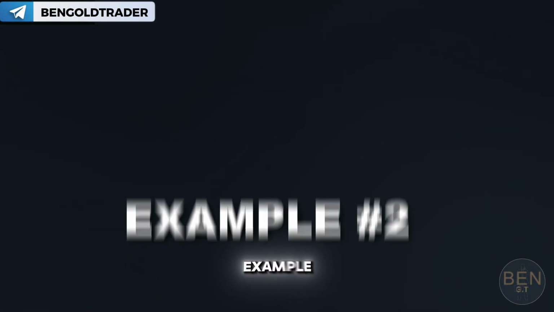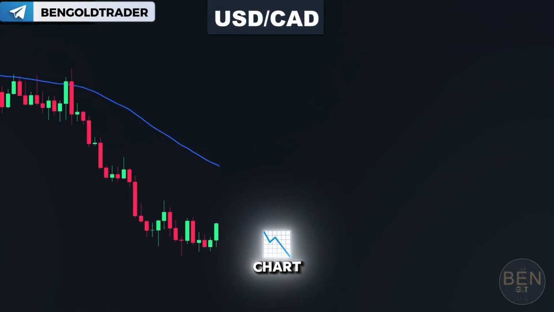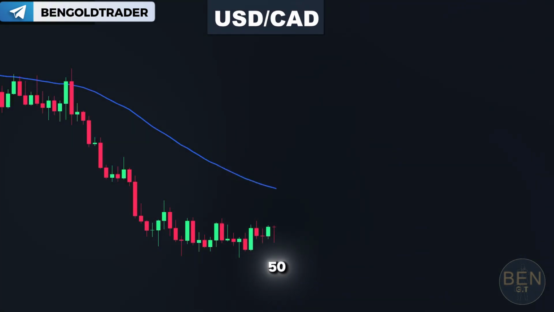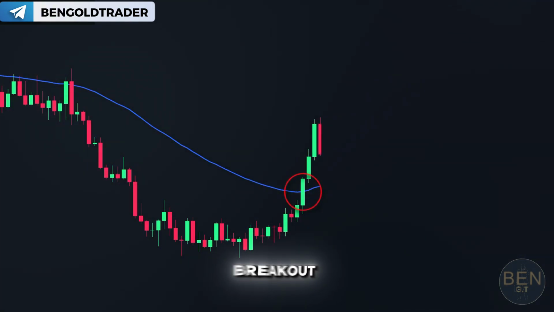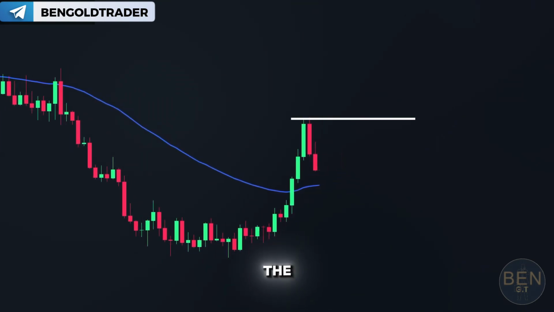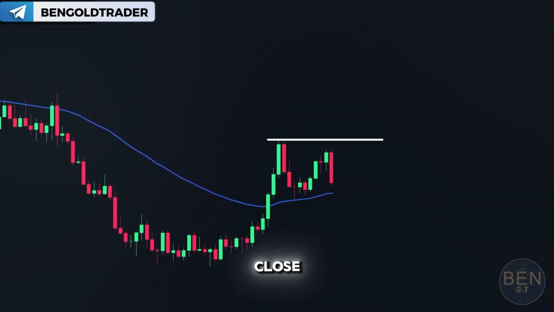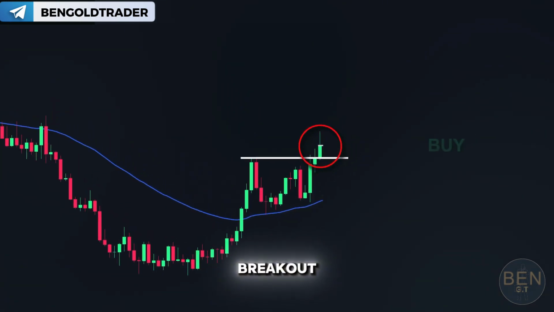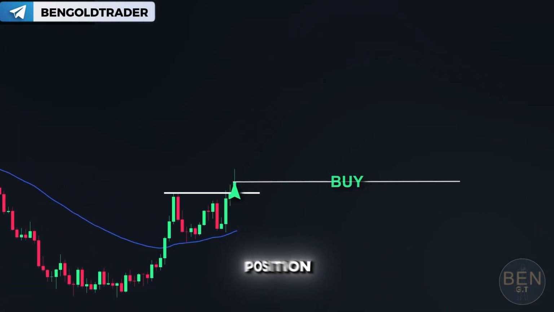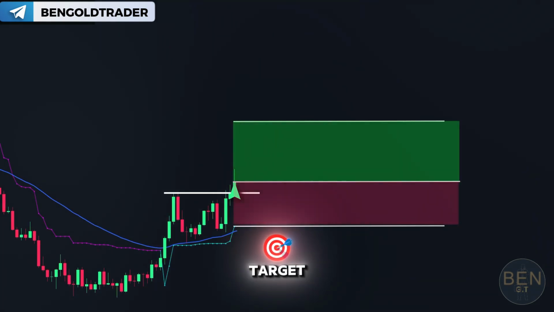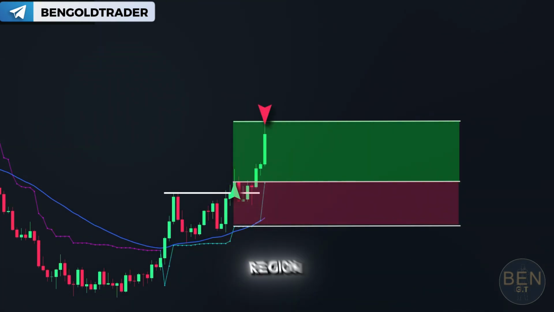Here's another example, again on the USD CAD chart. The pair was trading below the 50 MA for quite a while. We waited for a breakout and then the reversal of that breakout. We then drew a horizontal line at the swing high, and once I saw the candle close above the line, it was a confirmed breakout and I entered a long position. Then I applied the chandelier stop indicator and placed our stop loss and take profit target. Again, price hits our take profit region.